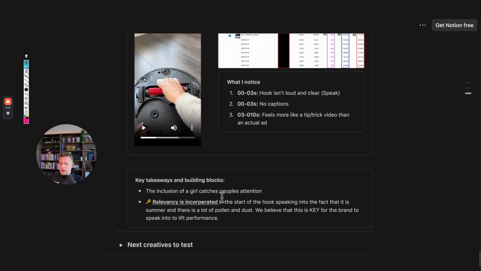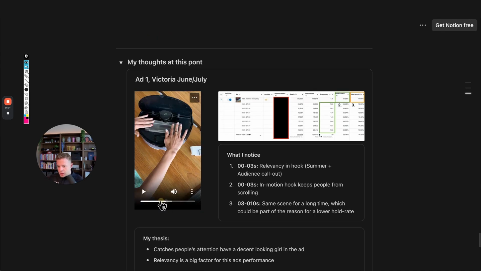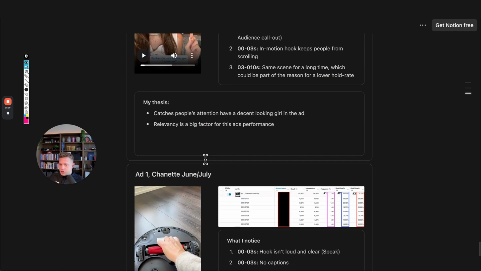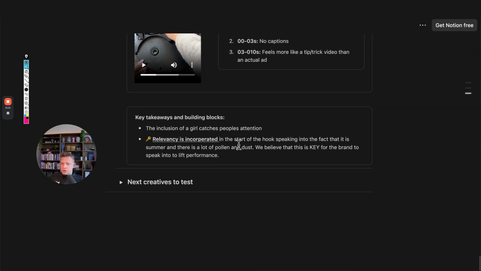So what are the key takeaways and the building blocks from these two ads now so that we can go ahead and create new ads that we want to test? First and foremost, the inclusion of a girl catches people's attention. That's also one of the things that I noticed with the Victoria ad, that, hey, we have a girl that looks good and this is appealing to a broader audience. This stops people from scrolling. People resonate with people. So having a girl in the ad is what catches people's attention.